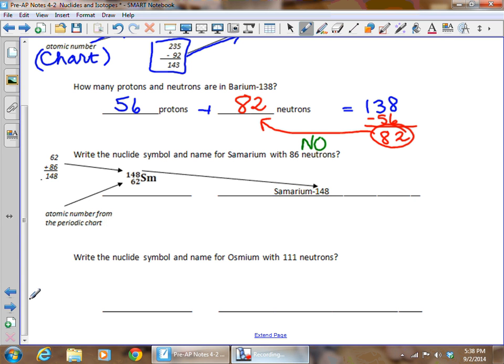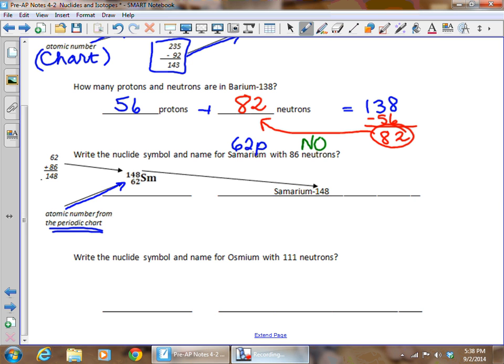So what do we know? If we look up samarium on the periodic chart, it's a weird one, we don't deal with it much, it's down at the bottom. Samarium has 62 protons. Well, what does that tell us? That 62 is going to be the bottom number. Remember, it's the atomic number from the periodic chart. The 86 is the neutrons.